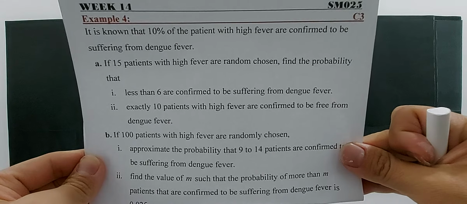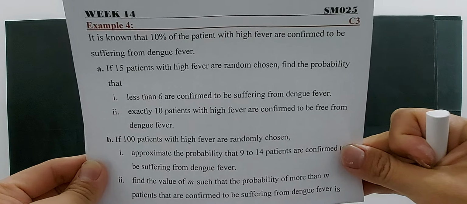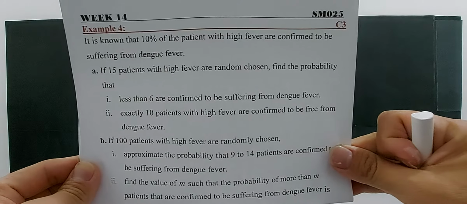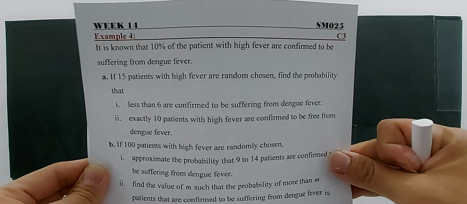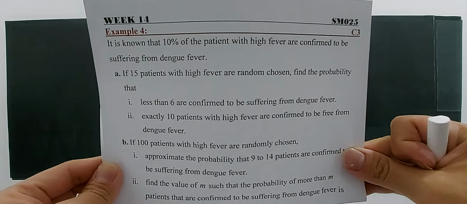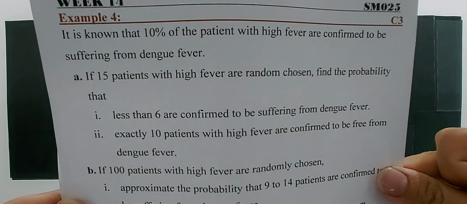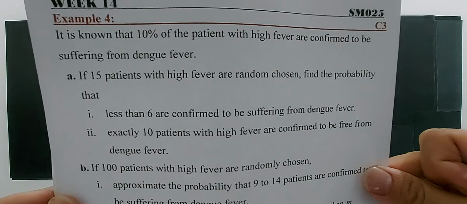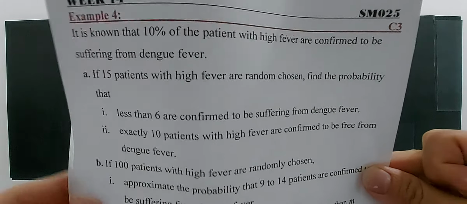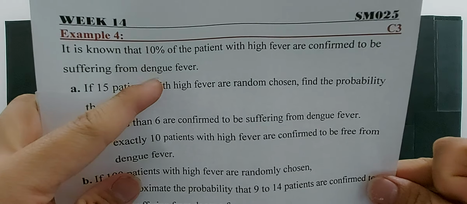It is known that 10% of the patients with high fever are confirmed to be suffering from dengue fever. It means that 10% of the patients have high fever because of dengue fever, right? So look at question A here. They're giving you a sample here, 15 patients, and the probability that the fever comes from dengue fever is 10%.